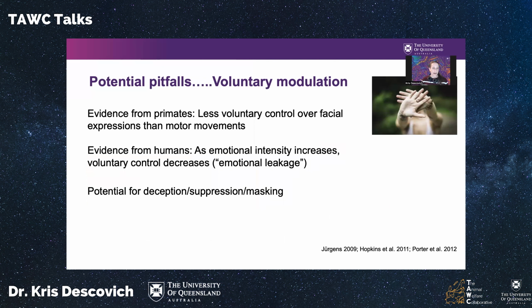The other thing to think about is that sometimes we have issues with voluntary modulation. So how much control do we have over our facial expressions? And research suggests that we have less voluntary control over facial expressions than we do over motor movements. And particularly in humans, we know that as emotional intensity increases, voluntary control decreases, or emotional leakage increases. So we are less likely to be able to control our facial expression.